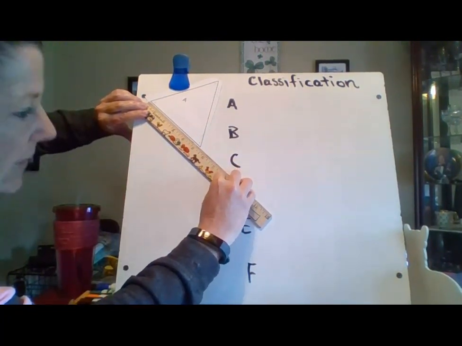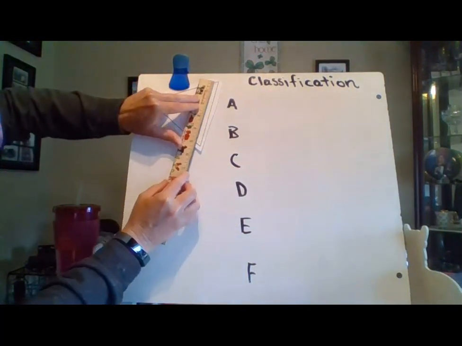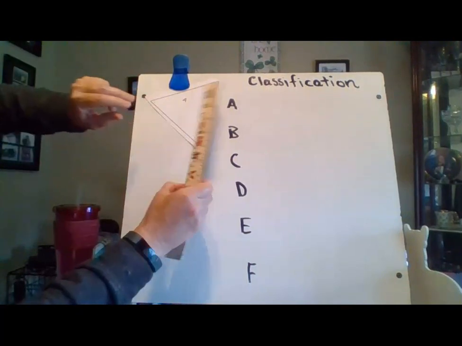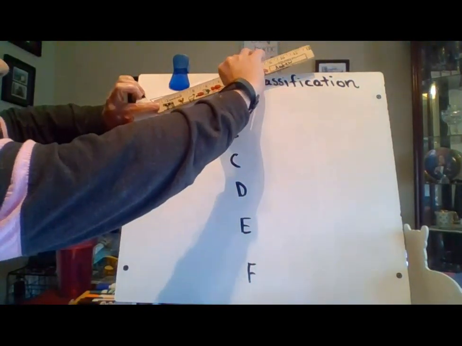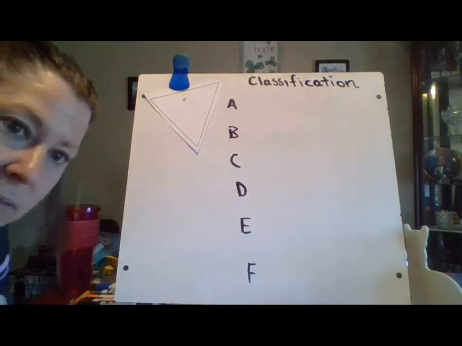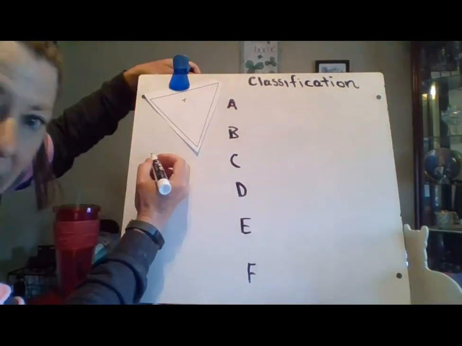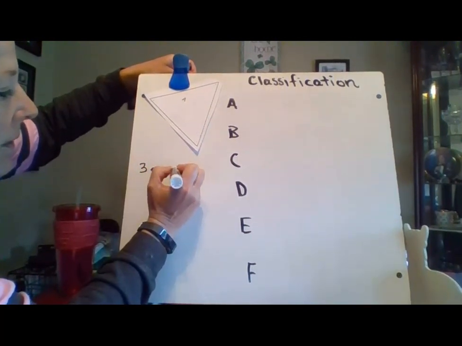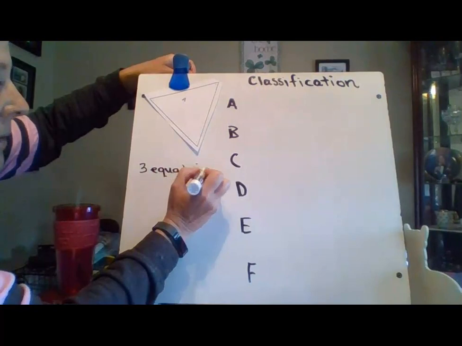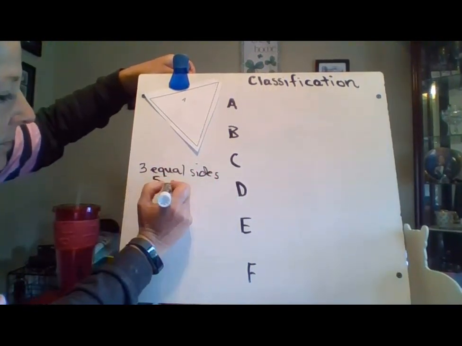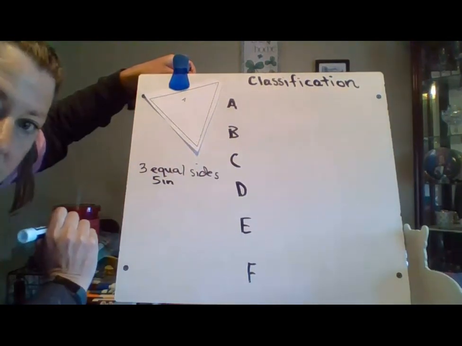That side is about 5 inches. This side also about 5 inches. And this side also about 5 inches. So my attributes so far, I have 3 equal sides that are each 5 inches.